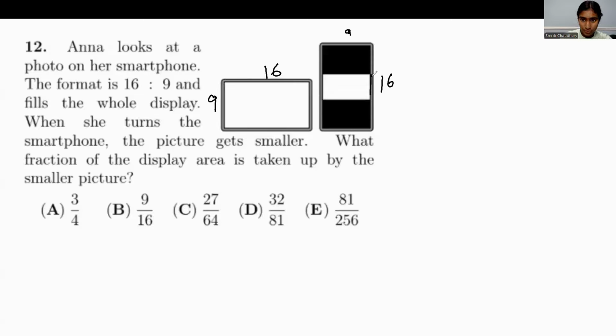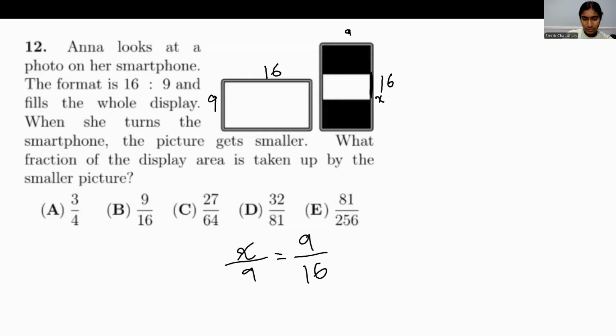Now let's solve for this side. Let's call that x. And once we do, we can find the fraction of the area that this display takes of the total phone. So let's write that as a proportion. We've got x over 9 is equal to 9 over 16.